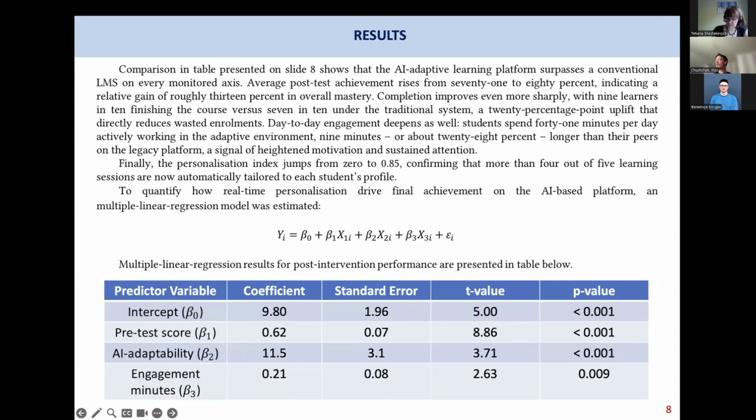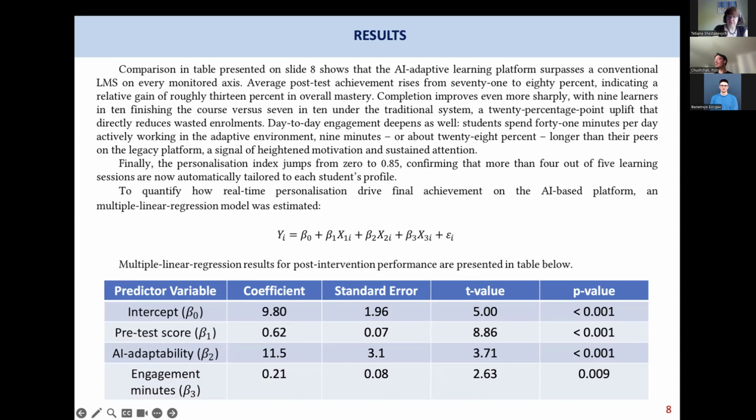This slide, upon comparative data presented earlier, confirms that the AI adaptive learning platform outperforms the traditional LMS across all observed dimensions. To quantify how real-time personalization contributes to learning success, a multiple linear regression model was constructed. The equation models post-intervention performance based on pre-test scores, adaptability of the AI system, and daily engagement minutes. The regression results confirm that each of these variables has a statistically significant effect.